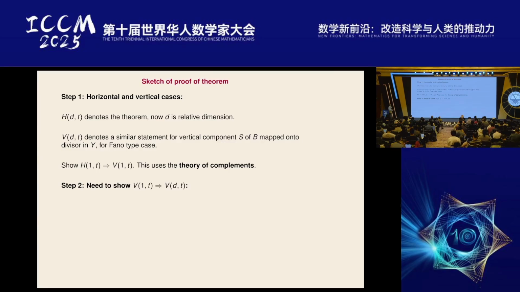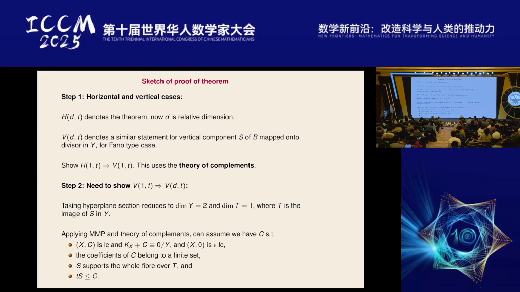In the next step, one tries to show that the relative dimension 1 case in the vertical case implies basically all the other cases in the vertical case in higher dimension. And how this works: on the base, you can take hyperplane sections and reduce to the situation when the base is a surface and the image of S is just a divisor T, which is a curve. Here, you cannot take another hyperplane section to reduce to the case of a base curve because you have difficulty with the counting of the number of components of the fibers.